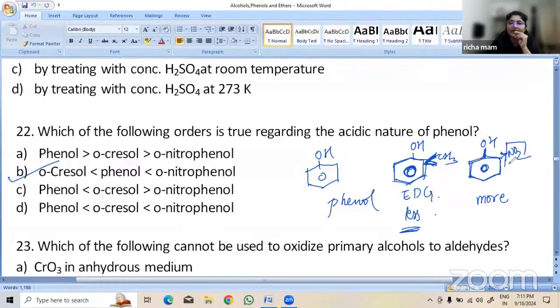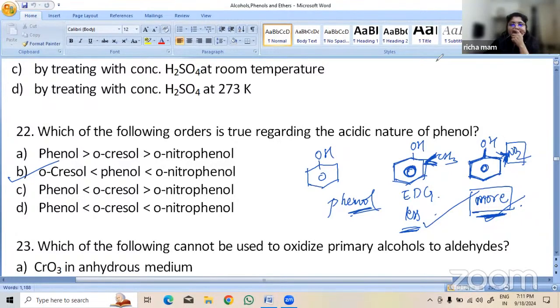What is the role of the electron withdrawing group? It will withdraw the electron density from the benzene ring. So what will happen to electron density? It will be less. So as electron density is less, acidic strength will be more as compared to phenol. So first is orthocresol, which is less acidic than phenol, and then orthonitrophenol. The acidic strength is more in orthonitrophenol and less in orthocresol. So option number B is the answer.